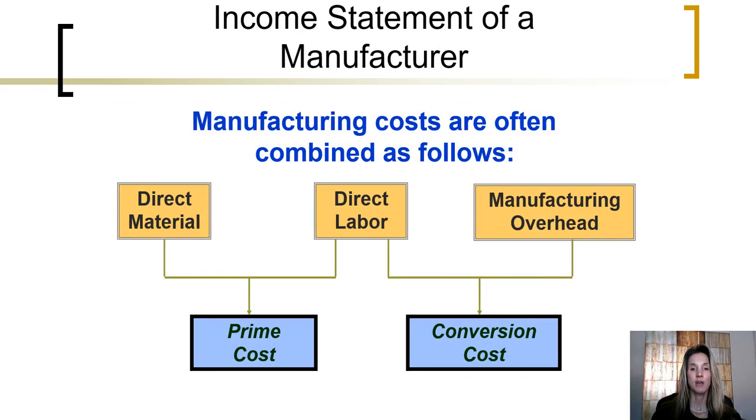These three manufacturing costs are often combined as follows. Direct material and direct labor costs are combined and called prime costs. These are the prime costs incurred to manufacture a product. Often, we also include direct labor and manufacturing overhead combined and call those conversion costs, or the costs incurred to convert materials to a finished product.